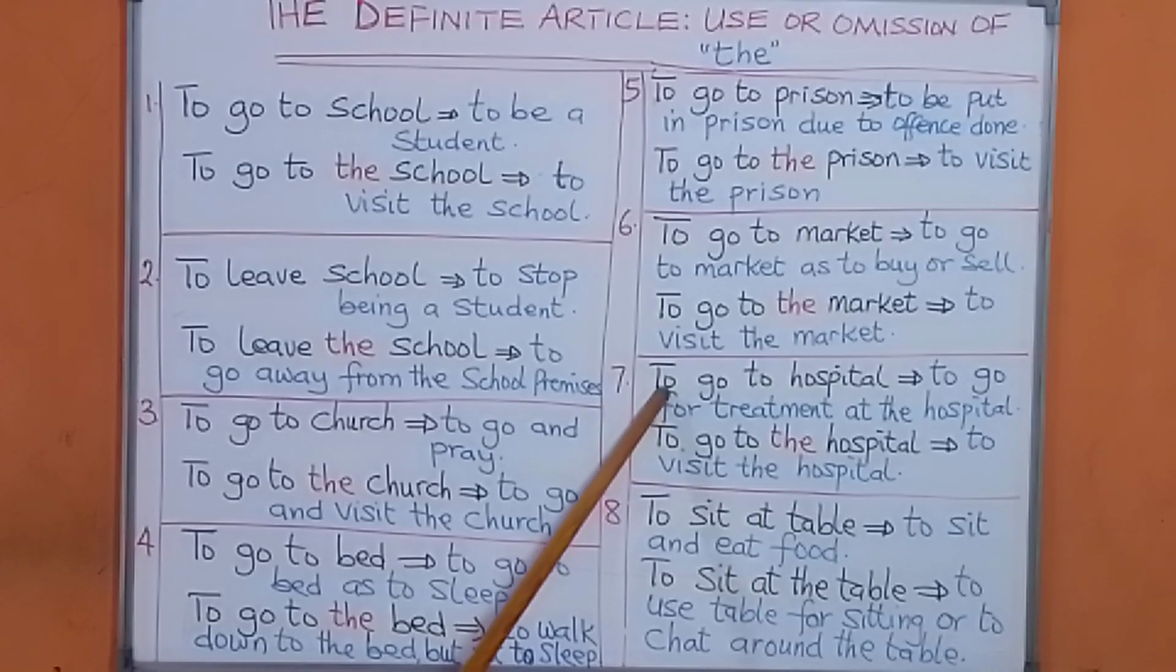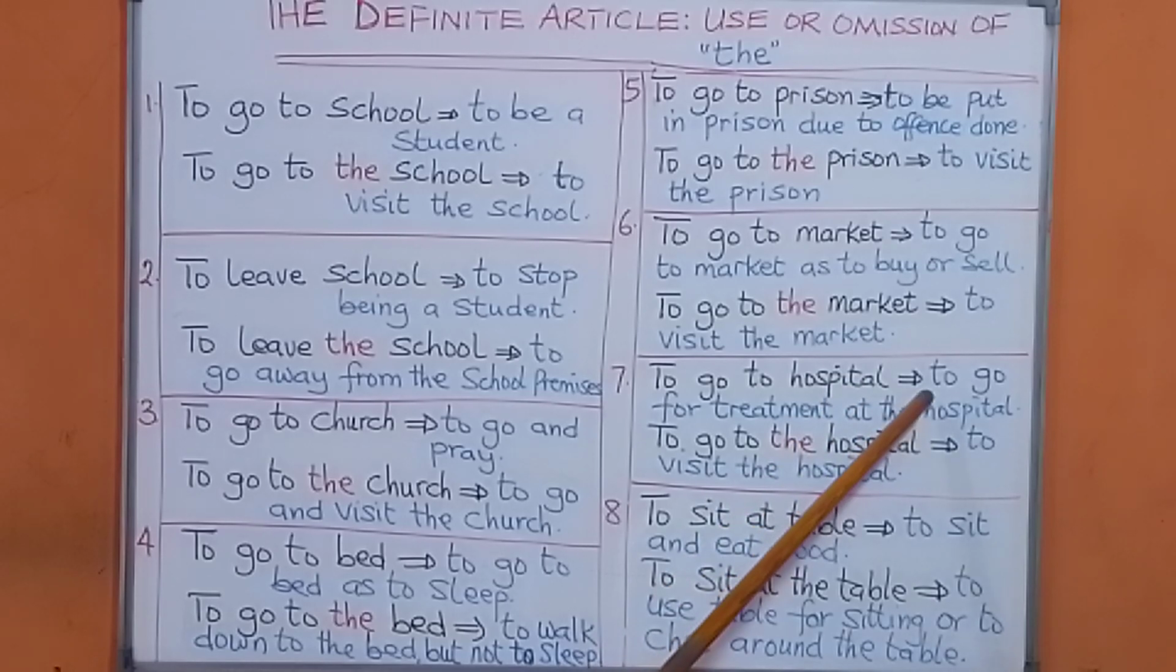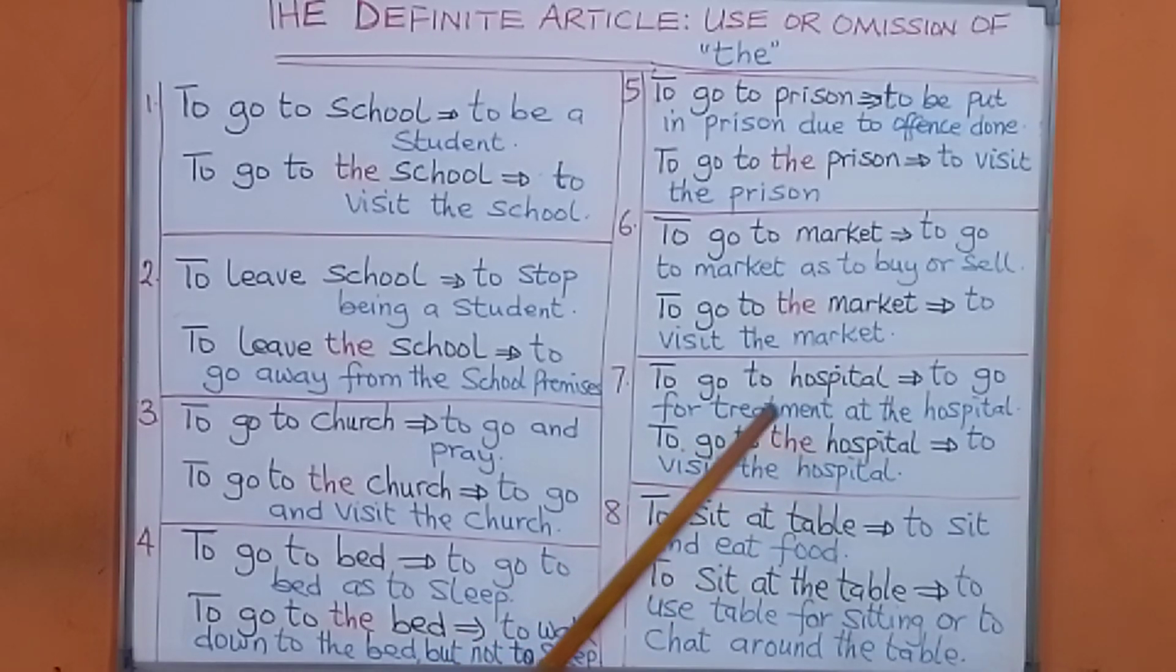Number 7, to go to hospital. When you say, he will go to hospital, that means to go for treatment at the hospital. Probably the person is sick. You are going for treatment. That is to go to hospital. But when you are going to visit the hospital facility, you are going there to look around, then you say, go to the hospital.